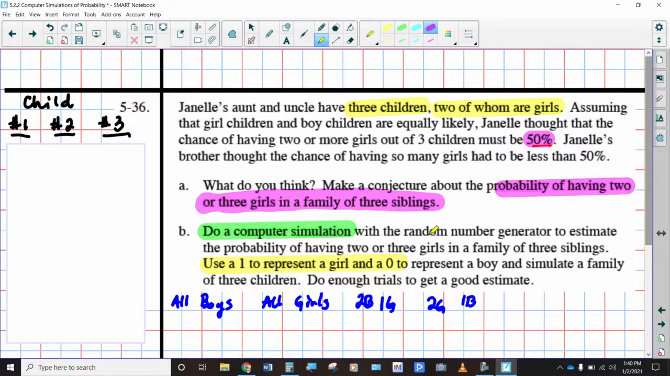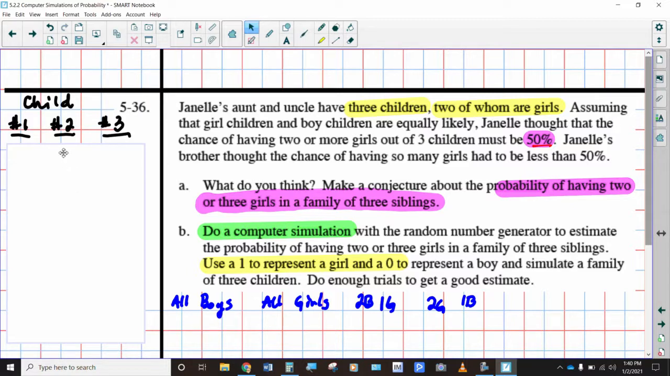Okay, so now we're going to do a simulation with the random number generator. I actually don't want to do the random number generator for this. I'm going to make a simple list, and we can actually figure out our theoretical probability based on this list. It's an organized list, but it will work. It says do enough trials to get a good estimate, but I don't want us to spend the time doing the simulations.